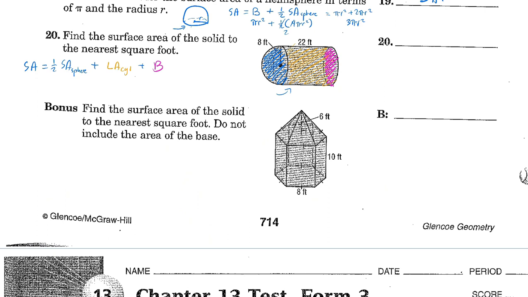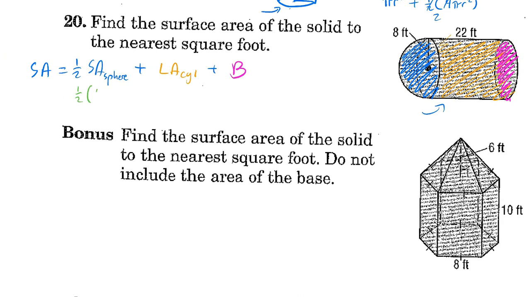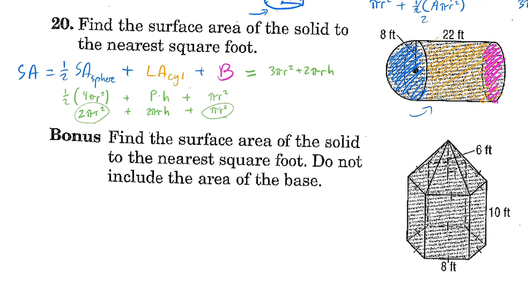All right, so now let's just figure it out. So we have 1/2 of 4 pi r squared, plus the lateral area of a cylinder, which is perimeter times height, plus the base, which is pi r squared. So this is 2 pi r squared plus 2 pi rh, because that's the perimeter of the base, plus pi r squared. Okay, so the total here, if I combine the two like terms before plugging anything in, is 3 pi r squared plus 2 pi rh, and then we're just plugging in numbers here.